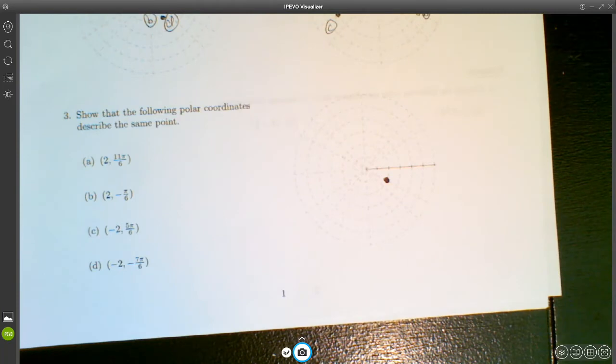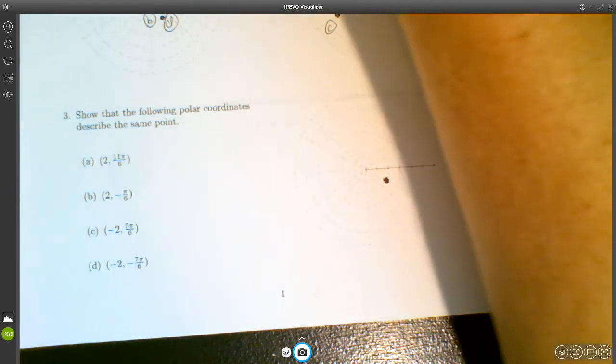Okay. The moral of this story is that in rectangular coordinates, each point has a unique representation. That's not true in polar coordinates. In polar coordinates, each point has an infinite number of ways that it can be described.